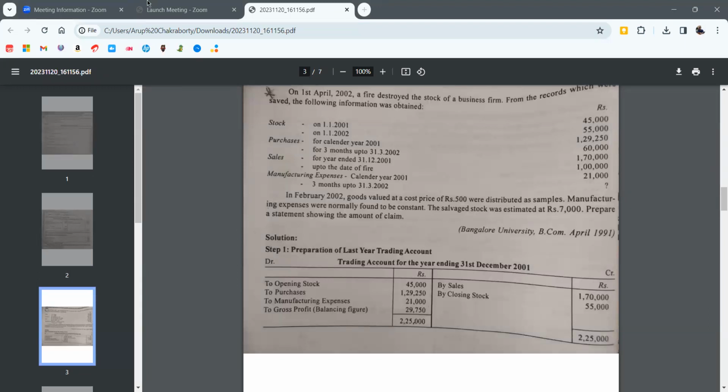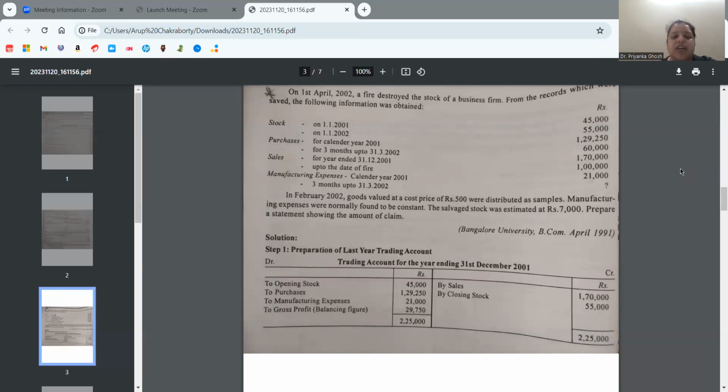Here we are going to talk about the accounting procedure we are having. Mainly, we are going to talk about when a fire breaks out in our business and the stocks get destroyed. In that case, what is the accounting procedure? This is the problem that I have chosen, and it is a big problem. So let us discuss the procedure and the calculations.